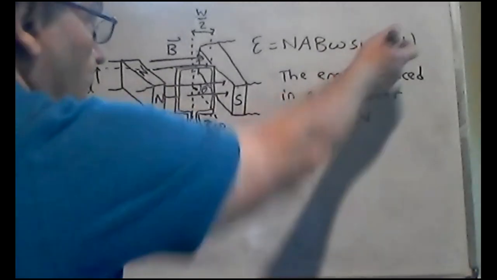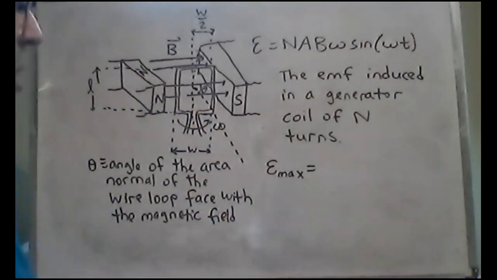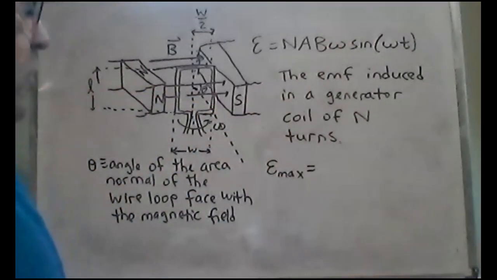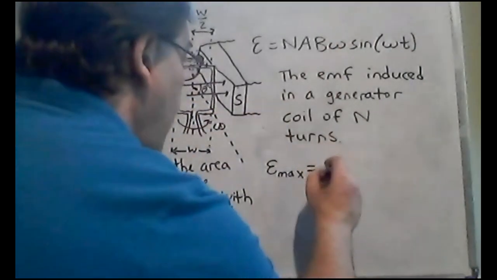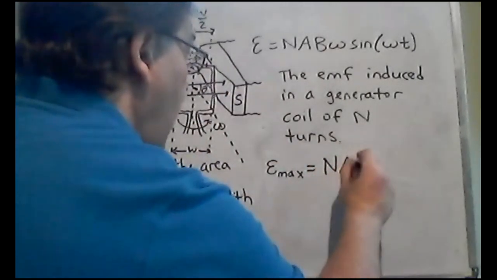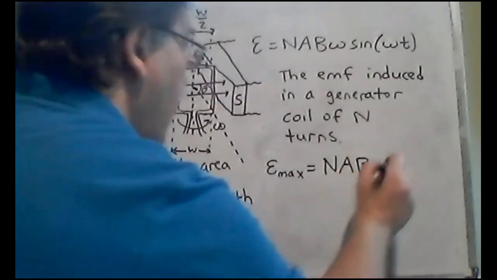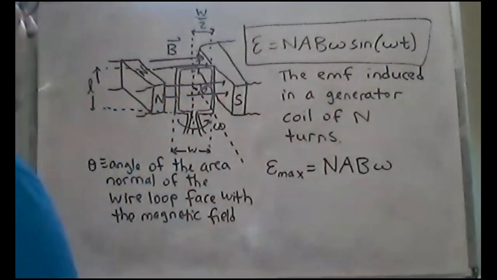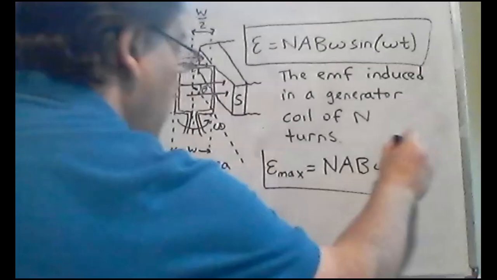But we want to use radians here because the actual measure in any trigonometric function is always radians. Degrees are a convenience for us, but the base angular measure for any sinusoidal or trigonometric function is radians. We know the maximum value of this sine function is 1. So the maximum EMF that this wire loop can experience is NABω. This is the time varying EMF induced in the generator, and this is the maximum value you can expect in the generator.